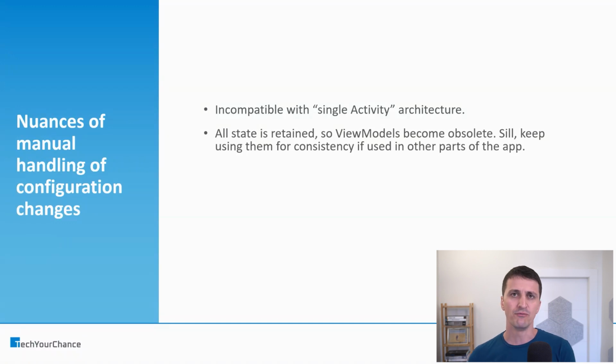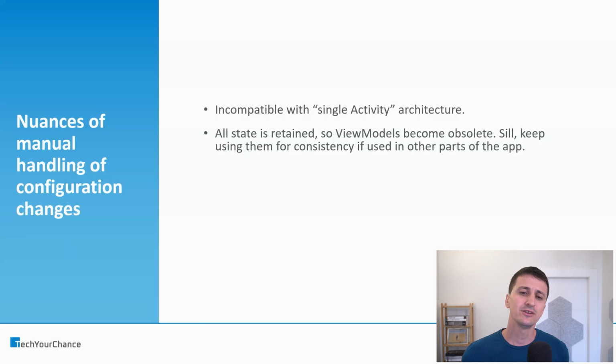And still, even though view model becomes obsolete, and I personally don't like view models, I think they complicate stuff, I still say that if you use view models in other parts of your app, then use them for consistency on these screens where you handle config changes manually. It won't break anything, okay? So handling config changes manually doesn't mean that your view models will stop working. They will work, they will just become kind of obsolete, but for consistency, keep using them.